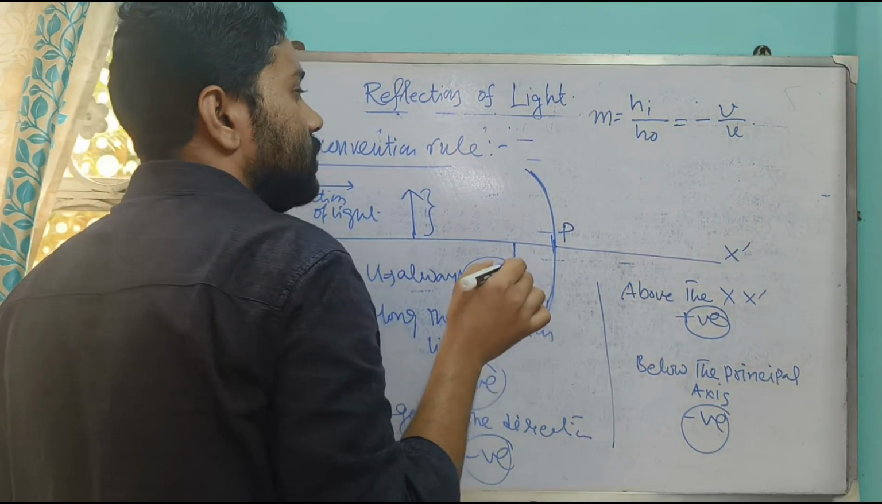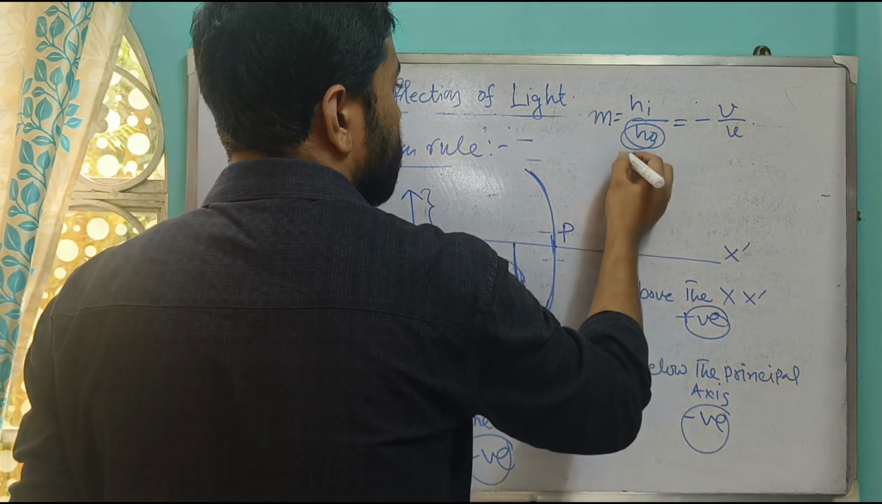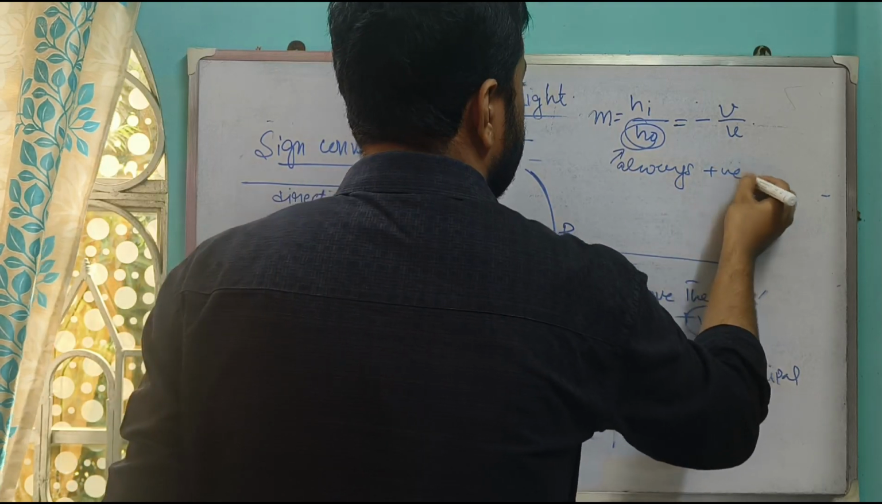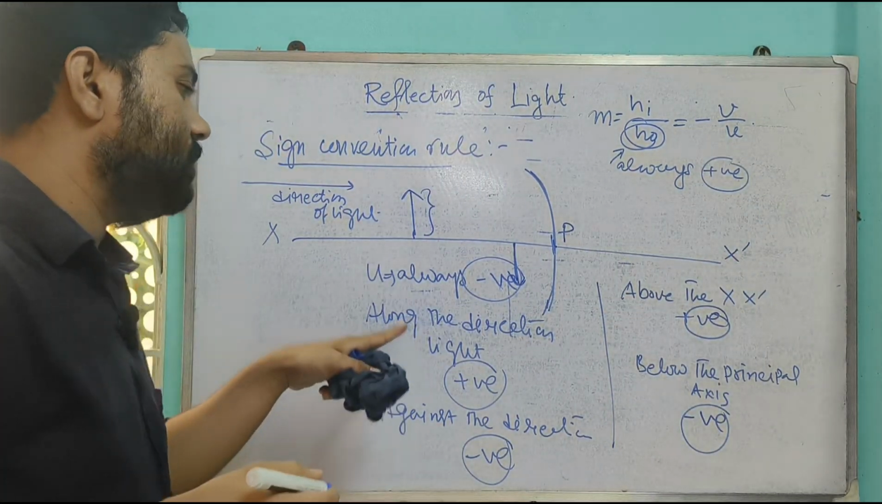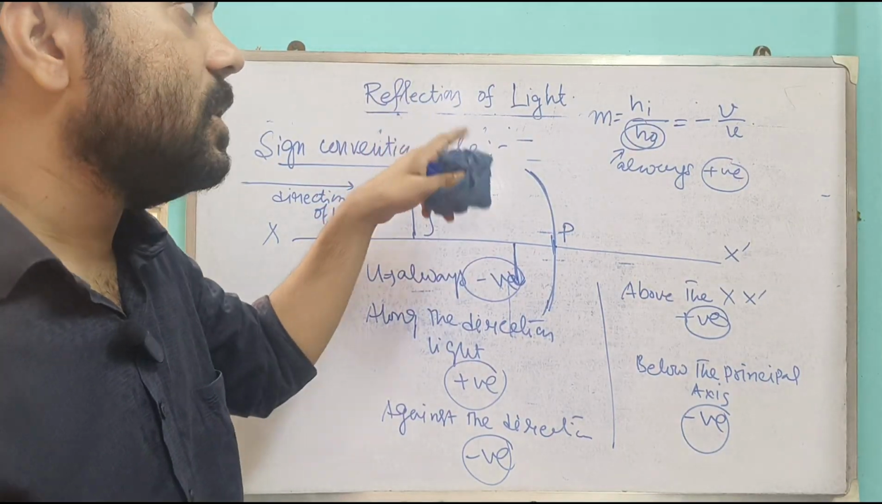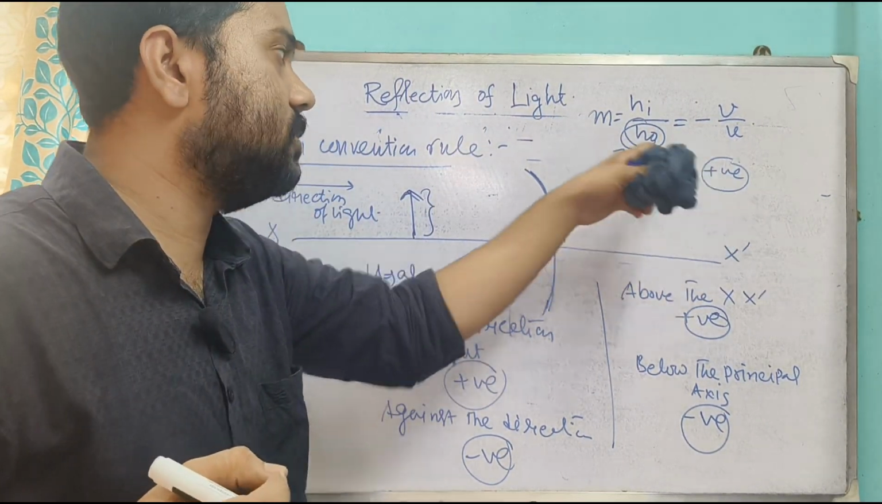And we have studied, now say me, the height of the object. It is always positive, or not? Height of the object, not the distance of the object, it is the height of the object. So the height of the object is obviously above the principal axis, so it is always positive.